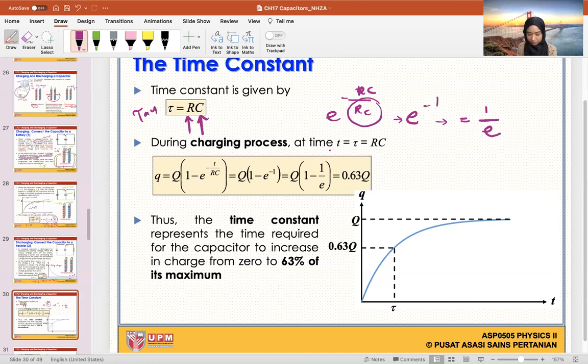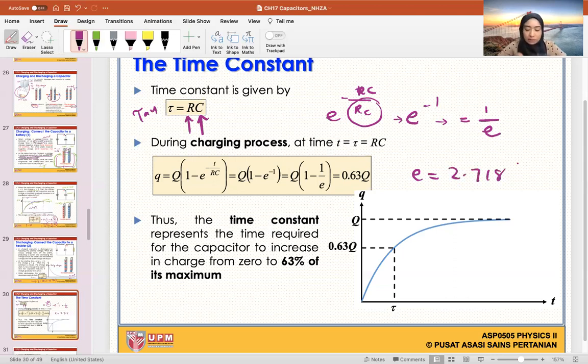Okay, I found it. E is 2.718. So 1 divided by 2.718 is 0.367. So 1 minus that is equal to 0.63. So E is in your calculator. You don't have to memorize it. 2.718.